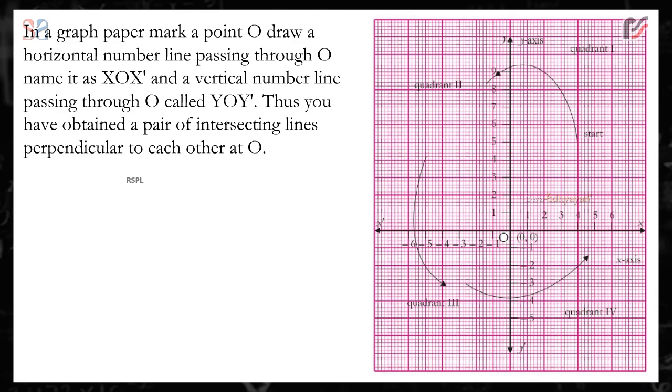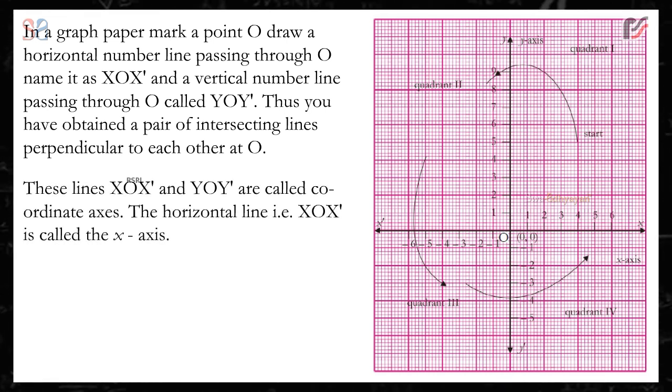Coordinates. In a graph paper, mark a point O, draw a horizontal number line passing through O and name it XOX', and a vertical number line passing through O called YOY'. Thus, you have obtained a pair of intersecting lines perpendicular to each other at O. These lines, XOX' and YOY', are called coordinate axes.